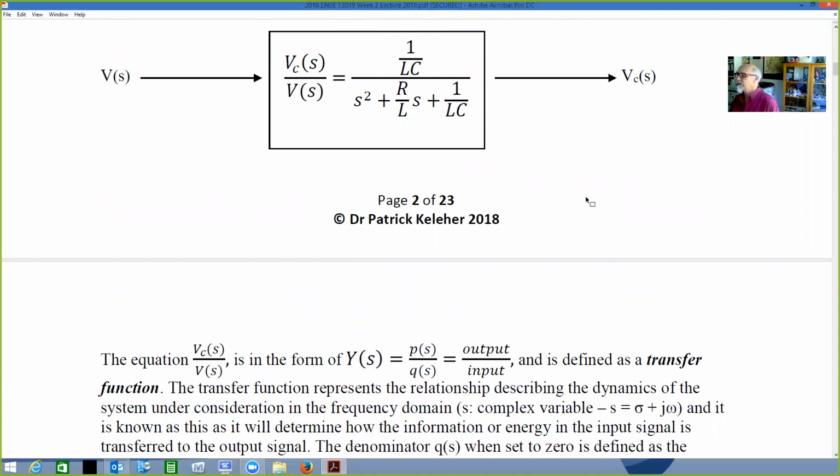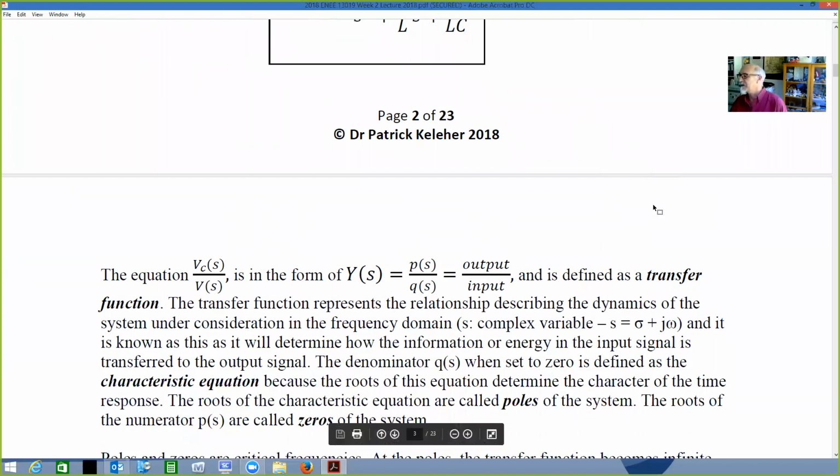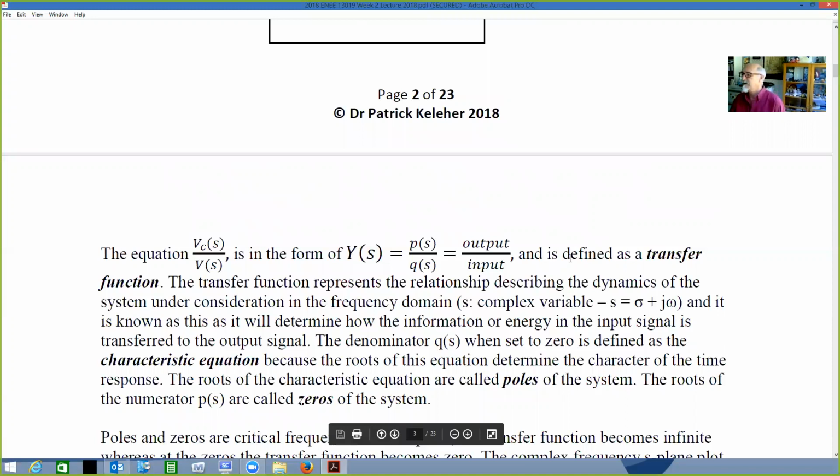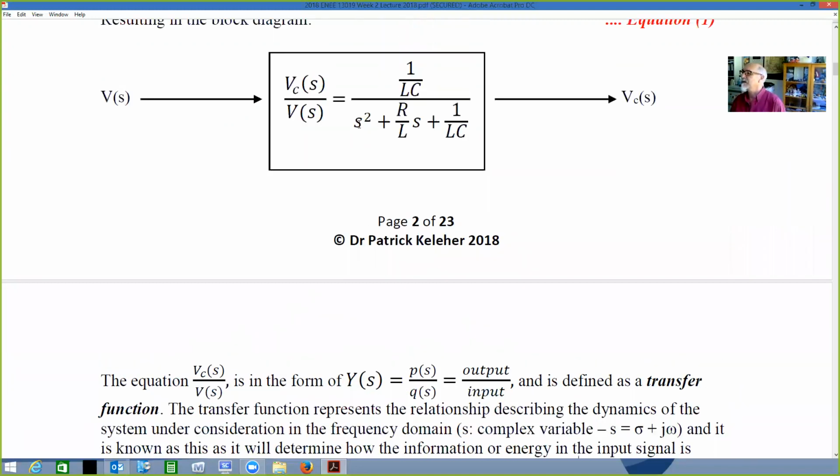And this transfer function represents a relationship describing the dynamics of the system under consideration. And since we've got S's, as soon as you see an S, that's the frequency domain. We can determine information, energy, input signals. Now the denominator, when we set that to 0, and this is a basic mathematical principle, we call that the characteristic equation. So that quadratic that we see on the denominator, anything on the denominator, we equate it to 0, that becomes a characteristic equation, which tells us characteristically about what's going on.